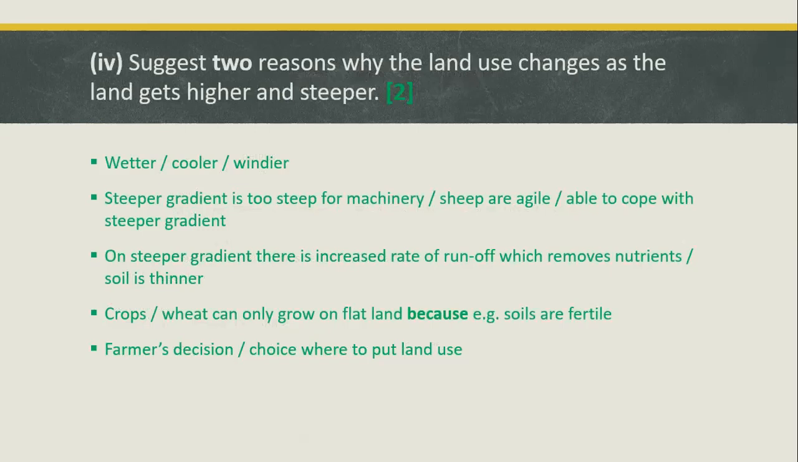Suggest 2 reasons why the land use changes as the land gets higher and steeper. Okay, the answer can be wetter, cooler, windier. Steeper gradient is too steep for machinery, and sheep are agile, able to cope with steeper gradient. On a steeper gradient, there is increased rate of runoff, which removes nutrients, or you can say the soil is thinner. The crops or the wheat can only grow on flat land because, for example, the soil is fertile. And you can say it is a farmer's decision or choice where to put the land use. For you to get these 2 marks, you can write any 2 points of all these 5 points.